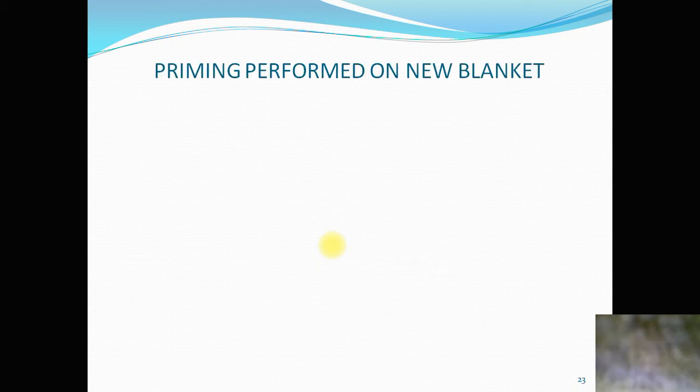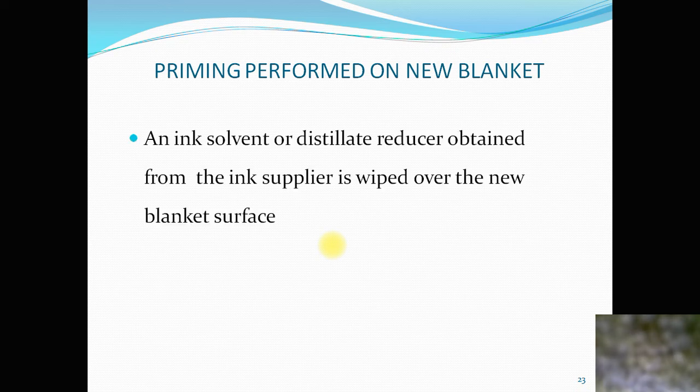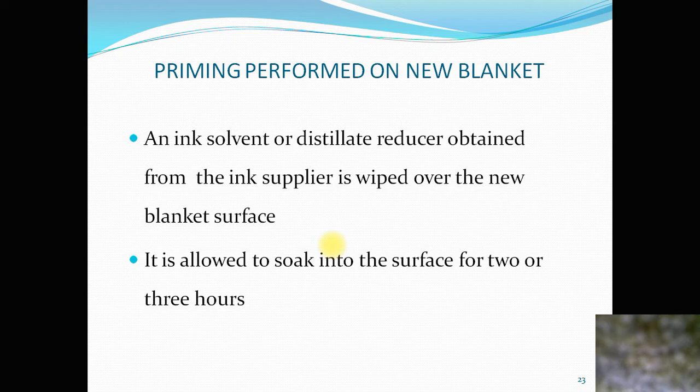How will the process be done? Priming is performed on a new blanket, as I said. An ink solvent or distillate reducer obtained from the ink supplier is wiped over the new blanket surface. On the new blanket surface, the ink solvent or distillate reducer, which is supplied by the ink manufacturer, should be applied. It is allowed to soak into the surface for 2 or 3 hours. So once it is applied, we have to leave it for 2 to 3 hours.